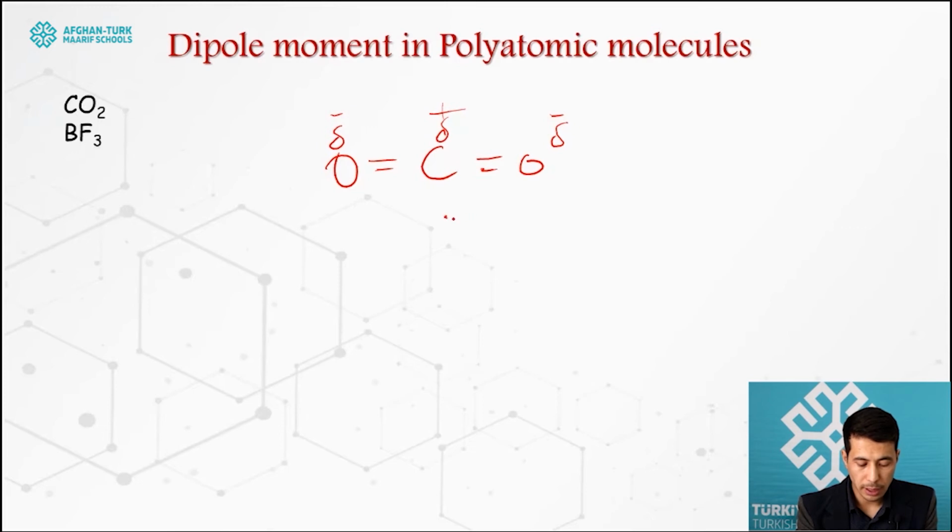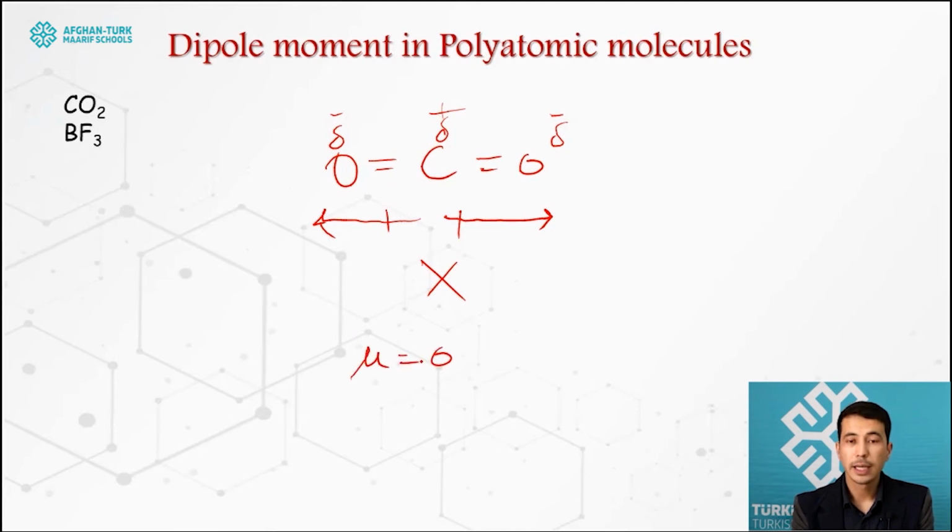Okay, so over here we can draw a vector something like this, and for this one we can draw a vector something like this. But we know that both vectors are of the same quantity but in different directions, so they will cancel each other. So what do you think the dipole moment is? Over here the dipole moment is 0. It's a non-polar molecule, it is not a polar molecule.